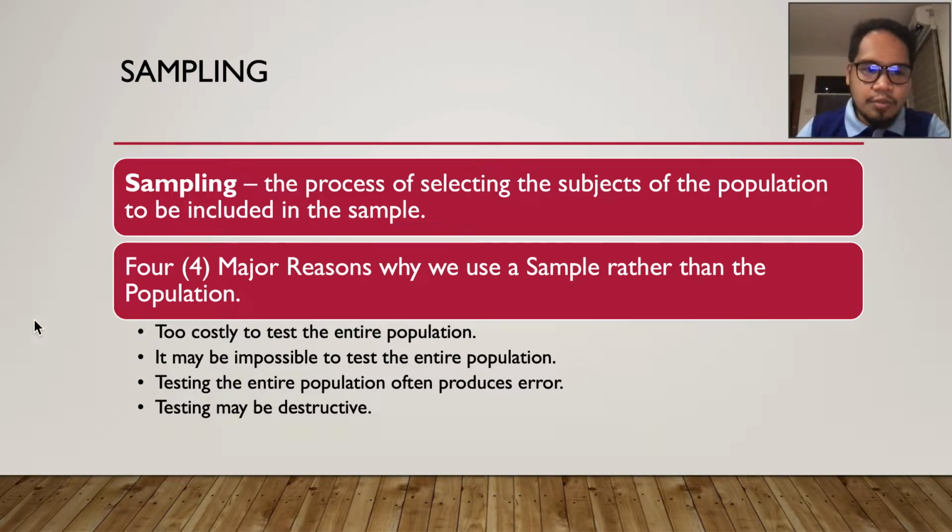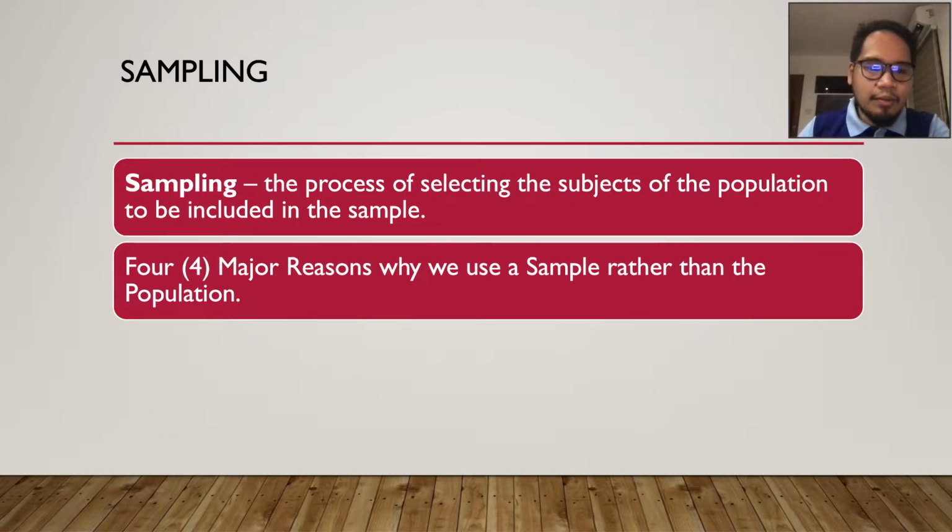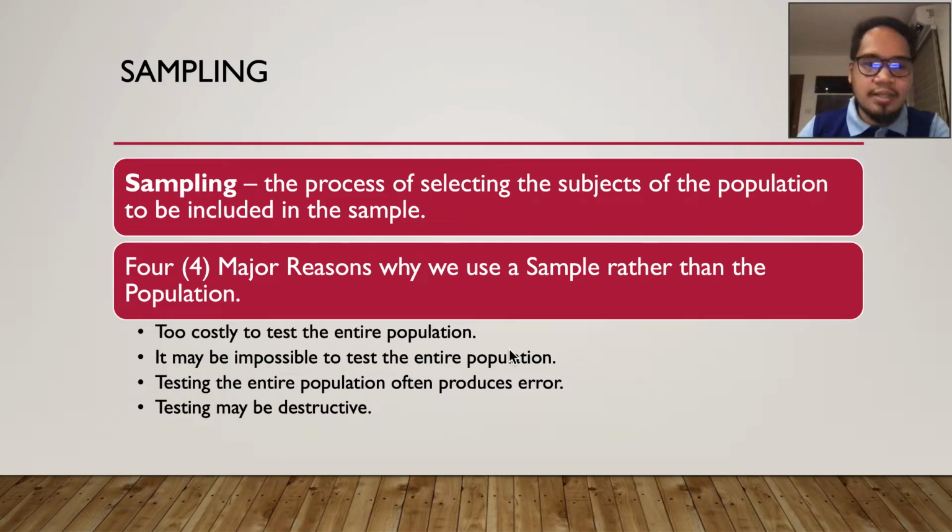This is the most obvious. For example, if your population is all the students, the whole student body of the Philippines, which goes through anxiety attacks, there are a lot of them on different islands in our archipelago. So that will be too costly to test all of them.